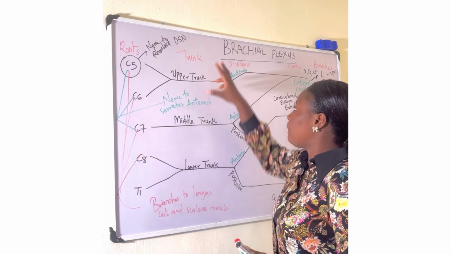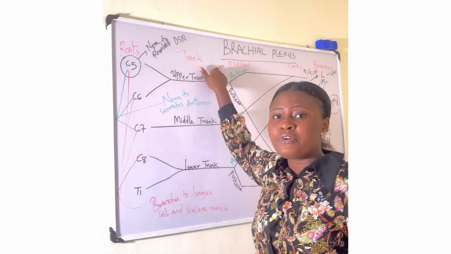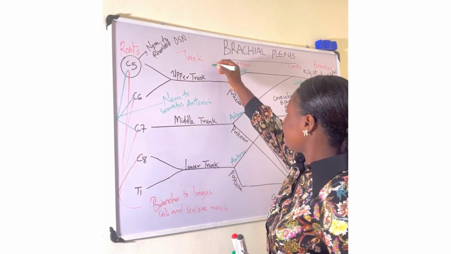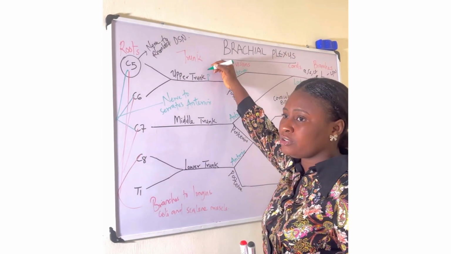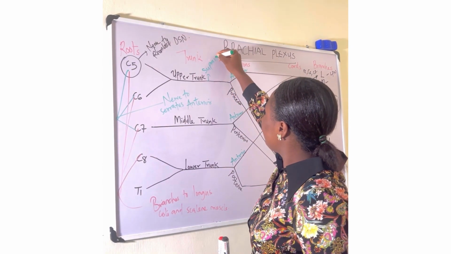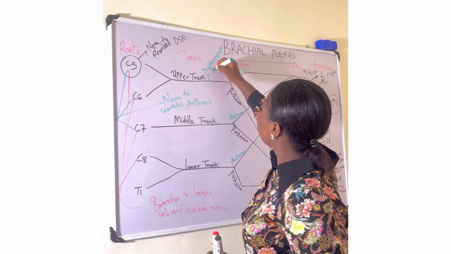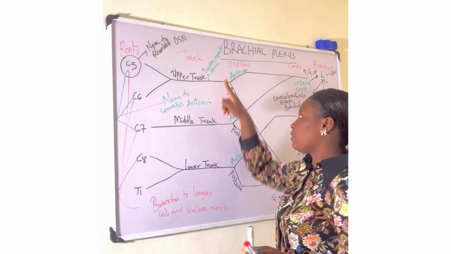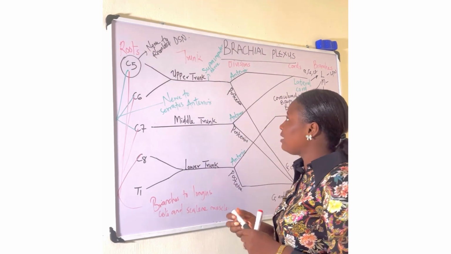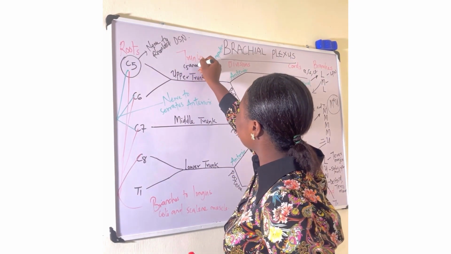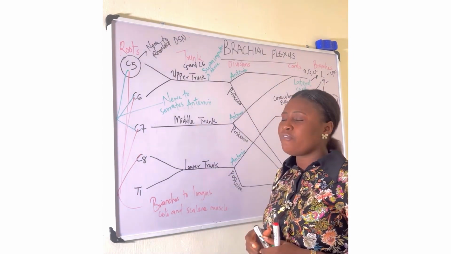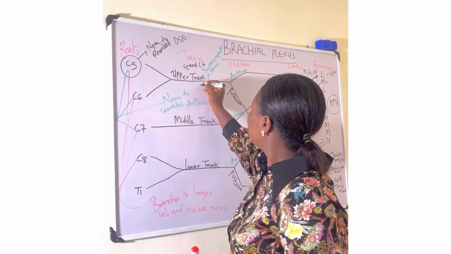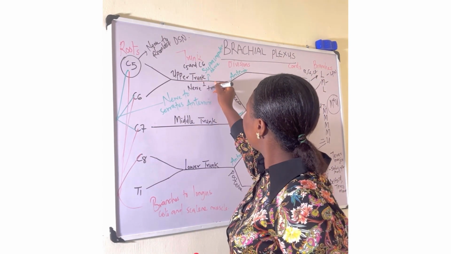Then let's go over to the branches coming from the trunks of the brachial plexus. Then the branches coming from the upper trunk of the brachial plexus, the first one is the suprascapular nerve. This nerve supplies the supraspinatus and the infraspinatus muscles. So that's what this nerve supplies. And their root values are C5 and C6. So let's go over to the next one, which is the what? The nerve to subclavius.